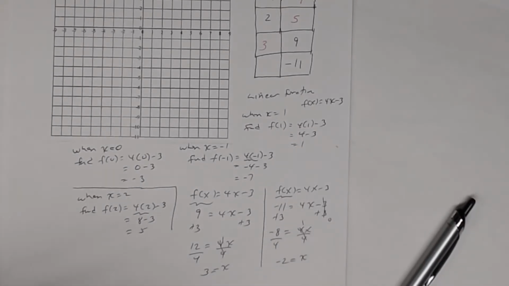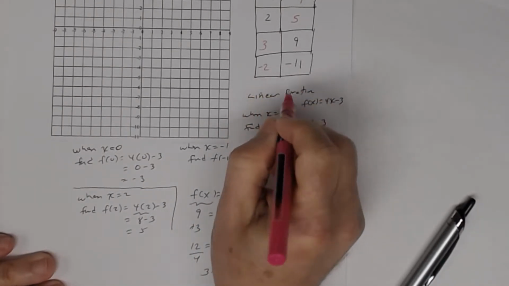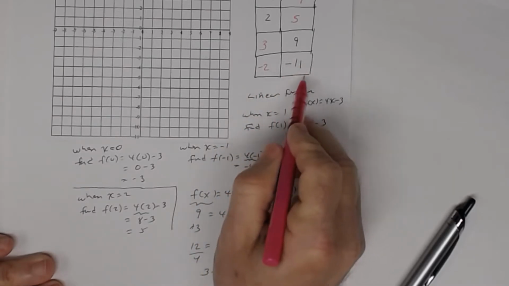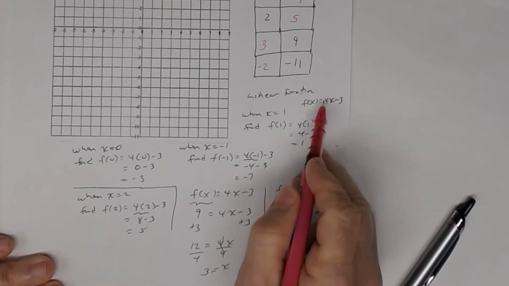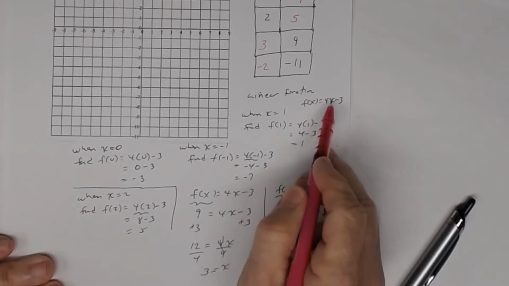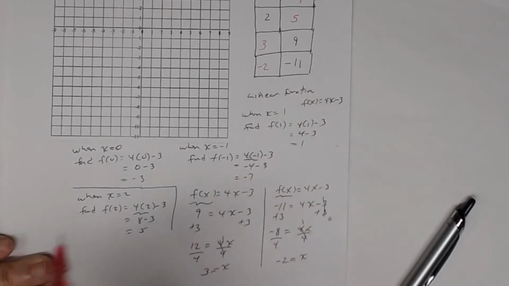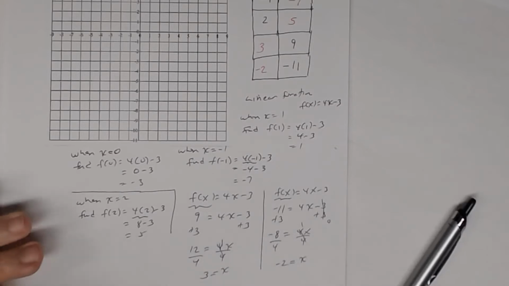So when x is negative 2, that's when I get the y value negative 11. And you can always check. 4 times negative 2 is negative 8, and negative 8 minus 3 is negative 11. And so you fill in the table.